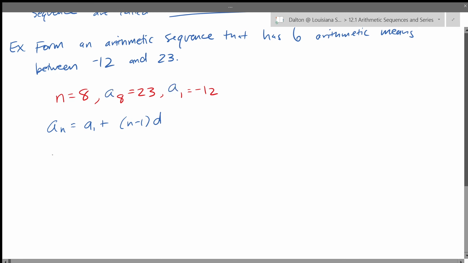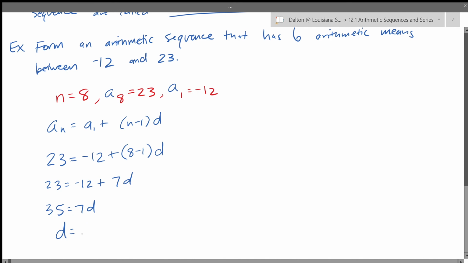Okay, so a sub 8 will be 23, which is equal to the first term, -12, plus, again, n minus 1. N for us is 8 minus 1. And then we don't know d. Okay, so then you get 23 equals -12 plus 8 minus 1, which is 7d. So add 12 to both sides. So this could be 35 equals 7d, giving us a common difference of 5. Okay, so that's all we needed.